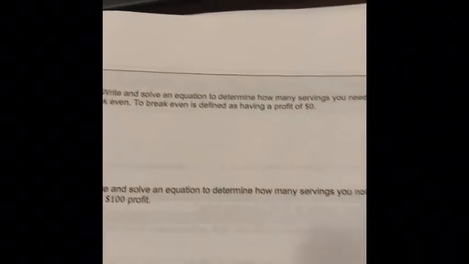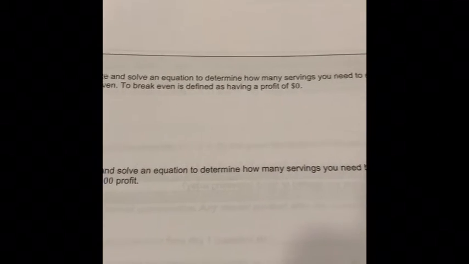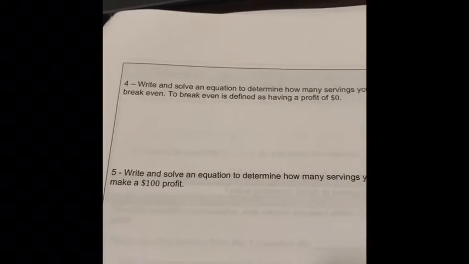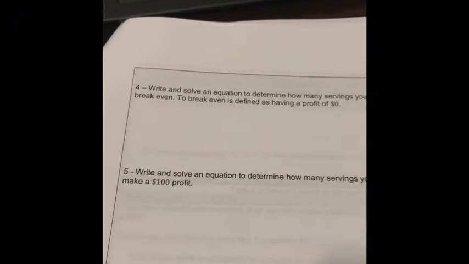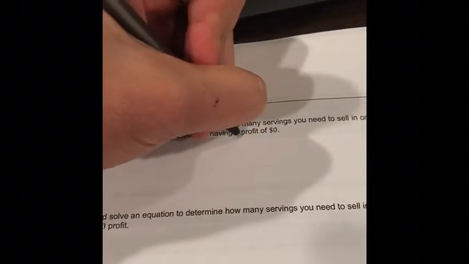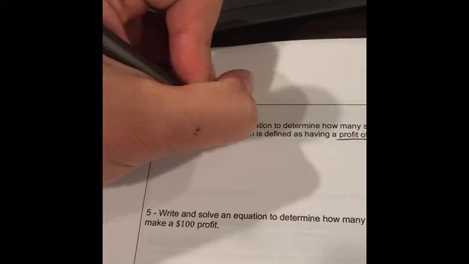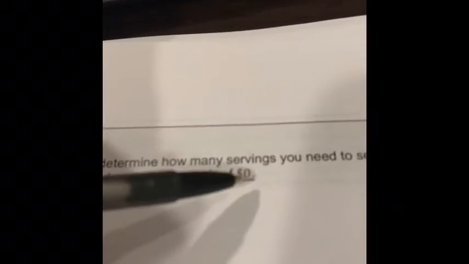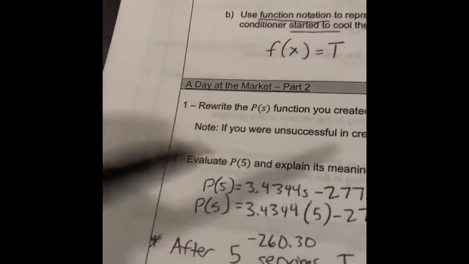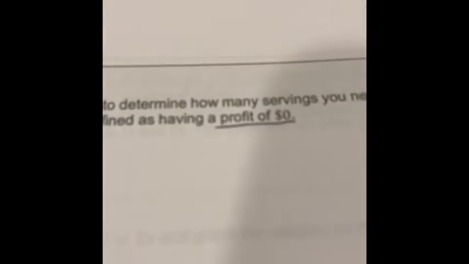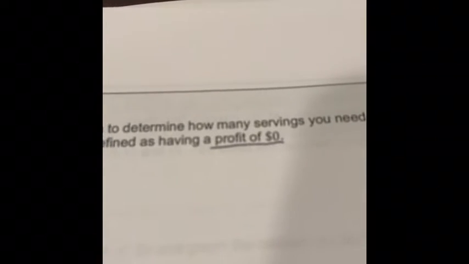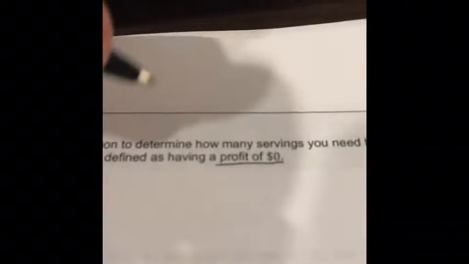All right, moving on to number 4. Write and solve an equation to determine how many servings you need to sell in order to break even. To break even is defined as having a profit of $0. So what that means is this profit of $0, I'm trying to break even. Now, this $0, this is not my servings. So remember we were doing servings, the 5 was the servings. 5 here was my input. In this situation, 0 is going to be my output.